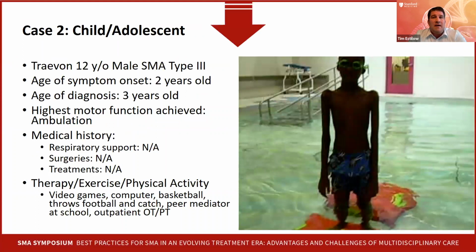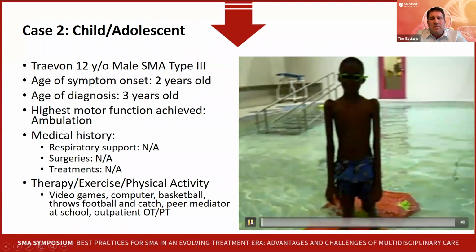So I shuffled the order here a little bit. Instead of starting with the infant, we're going to start with the child/adolescent. This is our traditional, historic patient with SMA type 3. His onset of symptoms was at 2 years old. He was diagnosed at 3 years old. He's ambulatory. I will play the video so you can see here.